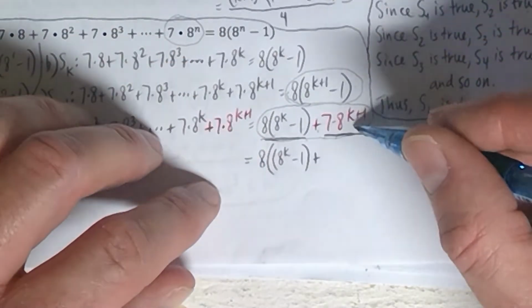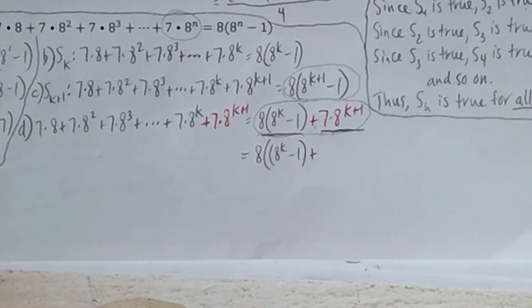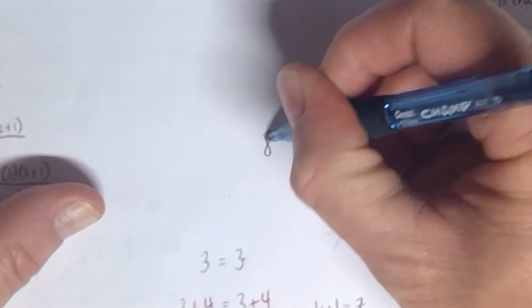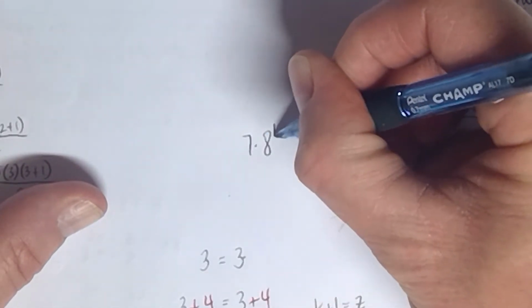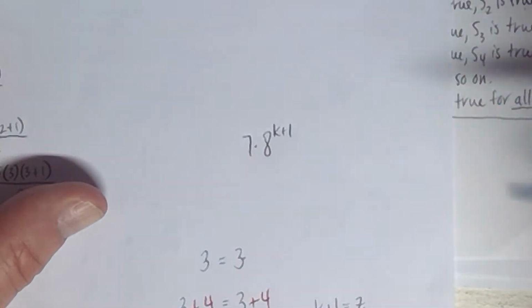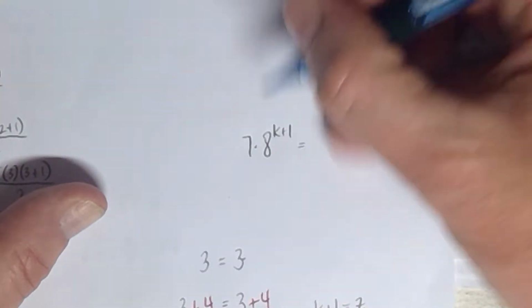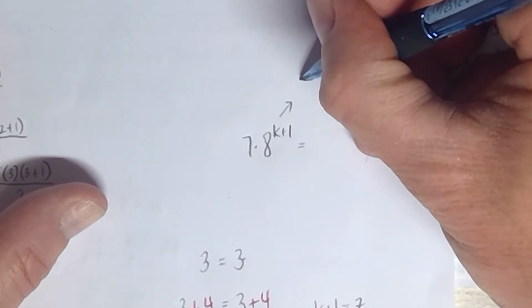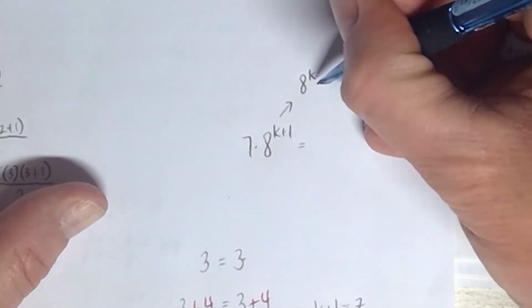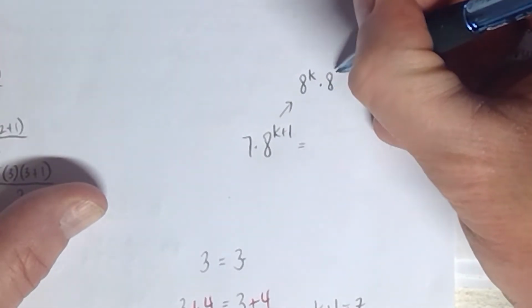Here, this is a little bit of a trickier thing. Let me pull out a piece of scratch paper to help you understand better. 7 times 8^k plus 1 in particular. I need to factor an 8 out of that. Please remember that 8^k plus 1 is the same thing as 8^k times 8 to the first.